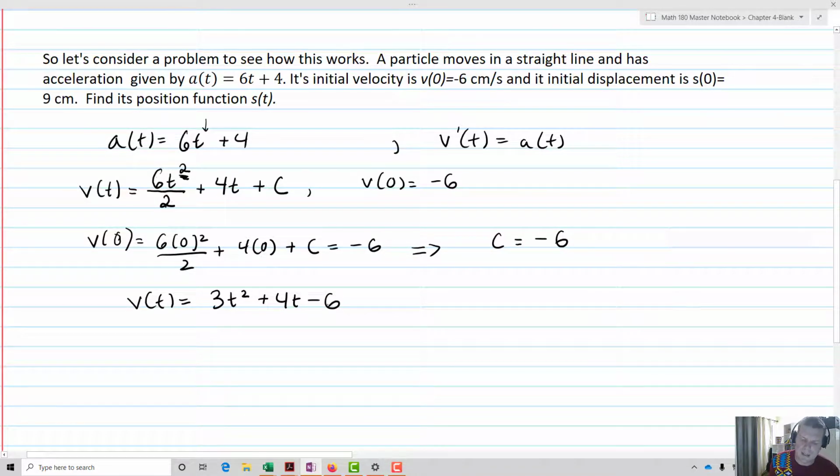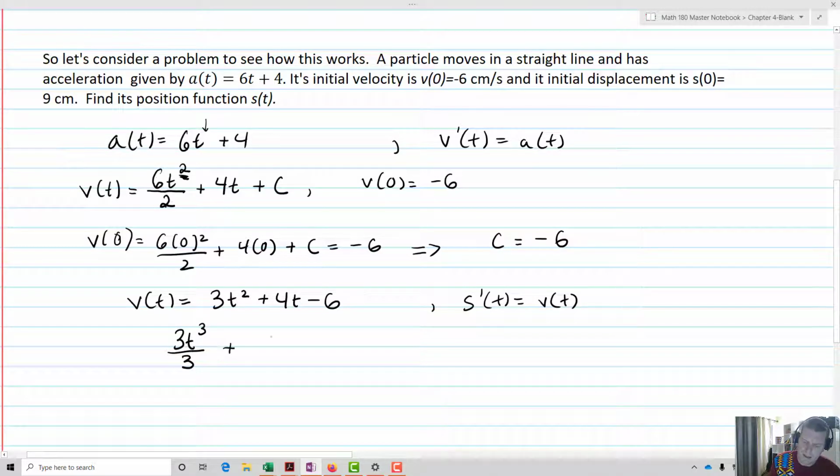Now we want to get to s of t, right? And we know that s prime of t equals v of t. So what that means for me is that now I'm going to take the antiderivative of v of t to find s of t. So 3t squared, that's a power rule one. So that means that I'm going to increase the power. I'm going to take 3t, and this is going to go from 2 to 3, 3t cubed, and then we're going to divide by 3.